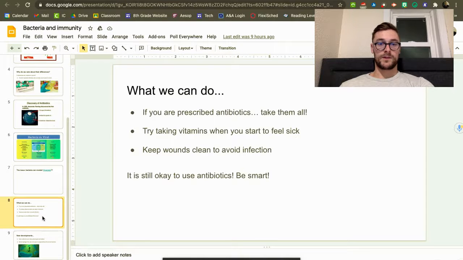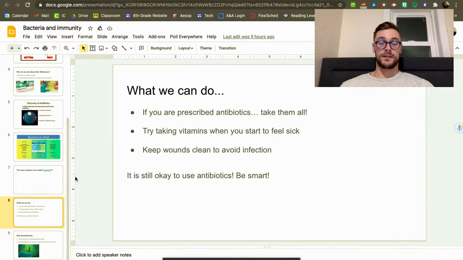And then what we can do: if you're prescribed antibiotics, take them. They're beneficial. Obviously, they're going to stop the growth of that bacterial infection that's inside of you, and that's always a good thing. Try taking some vitamins when you start feeling sick. You might have heard of vitamin C, other stuff like that. With COVID, I don't know how true it is, but I heard vitamin D supplements can decrease the severity of some symptoms. I need to double check that, but when I had COVID, that's what I was taking as well, and it kept it pretty mild.